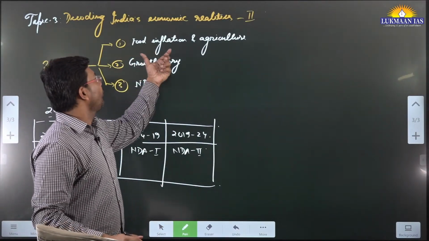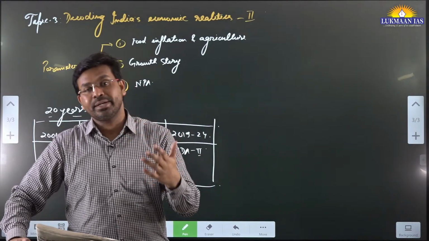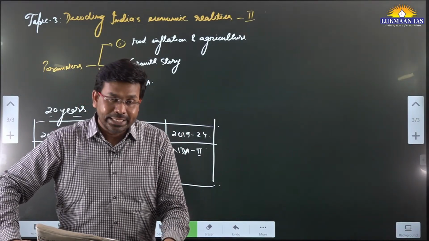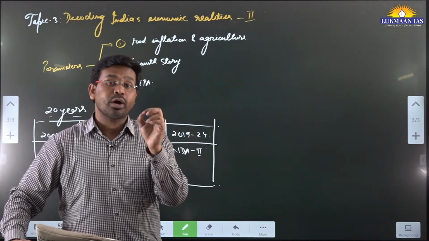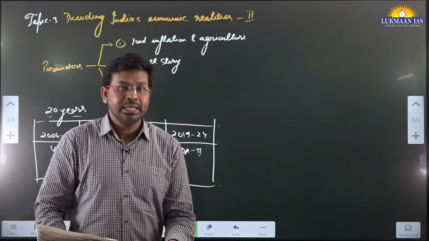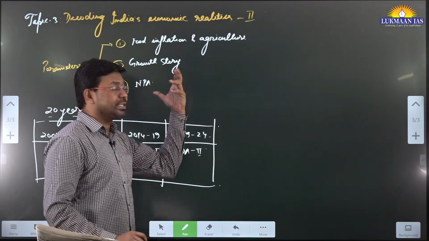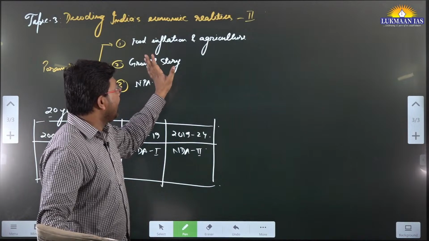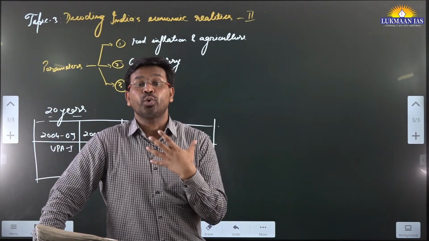So when we talk about food inflation and agriculture, how has food inflation happened over the past 10 years, and over the past 20 years to be specific. Food inflation has increased enormously, and people who are poor are finding it difficult to purchase even food grains. And when we talk about agriculture, the agricultural sector has also not grown much.